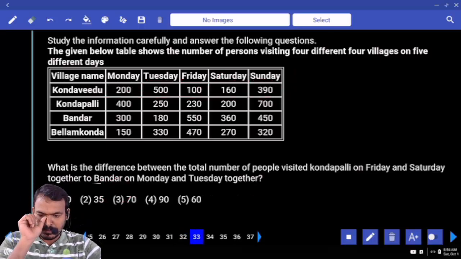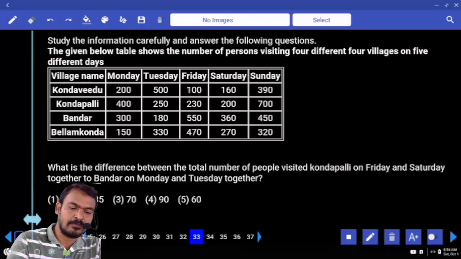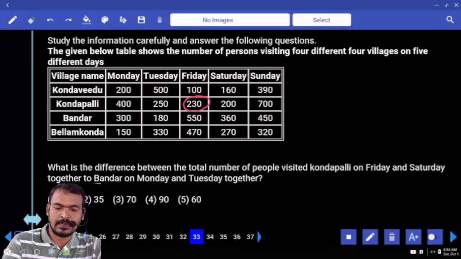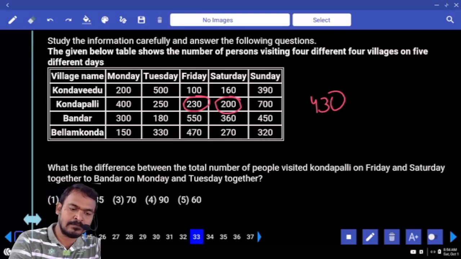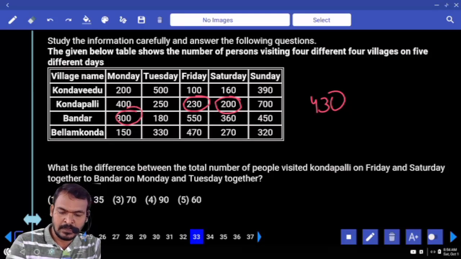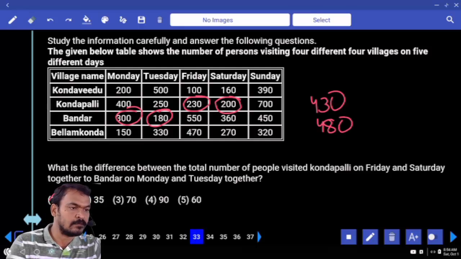Next, question number 33. What is the difference between the total number of people who visited Kondapalli on Friday and Saturday together and Bandar on Monday and Tuesday together? Kondapalli on Friday 230, Saturday 200. The sum is 430. Next, Bandar on Monday 300, Tuesday 180. The sum is 480. The difference is 50.